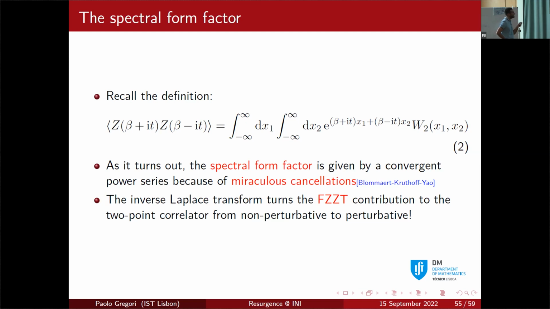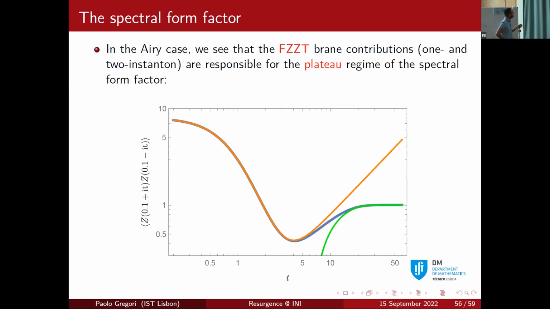However, and this can be seen in another way, by taking, for example, the FZZT contribution to the two-point correlator and performing the Laplace transform that takes us to the spectral form factor, you realize immediately that the FZZT contribution, from being a non-perturbative contribution, turns into something that can be perturbatively captured by a Taylor expansion. So we can still, in principle, take the FZZT contribution to the two-point correlator, Laplace transform it, and see if it reproduces the plateau which was appearing in the spectral form factor.